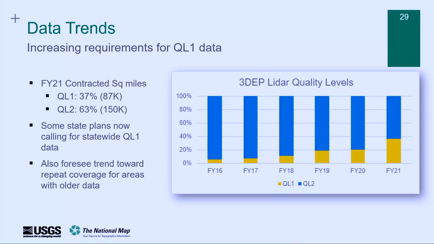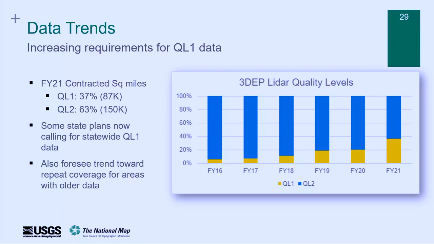Some data trends. What we are seeing is an increase in requirements for QL1 data. As Kevin noted initially, before the program started, we had mostly QL3 data. The NEA study indicated that the best return on investment would be achieved by collecting QL2 data for 3DEP. However, the program has really seen increasing requirements for the QL1 data, which increases the cost to complete baseline coverage, but meets the needs of current users. We are now seeing that some states actually have their statewide plans that include exclusively QL1 data.